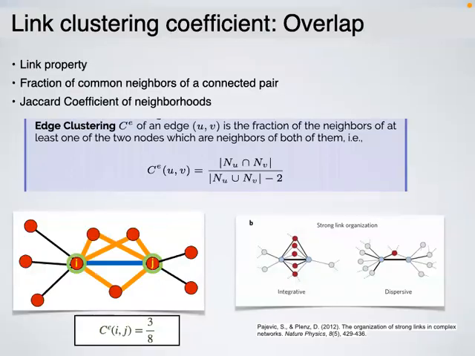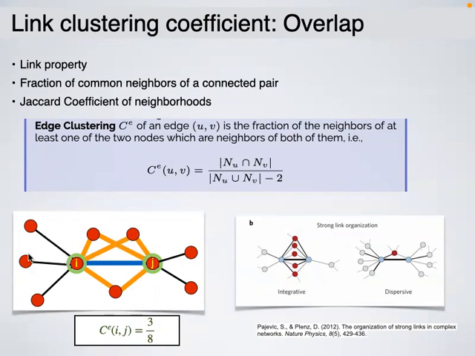So the clustering coefficient can also be computed for edges in this way. For those who are familiar with it, it's the Jaccard coefficient of the neighborhood. Basically, we can understand it very quickly with this figure, in which you want to compute the clustering coefficient between this node and this one.